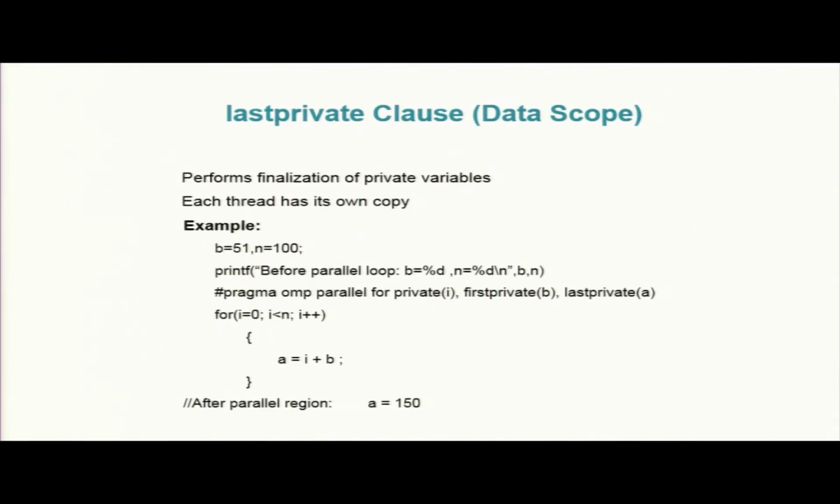Then I is private, and by default, the loop index variable is private, even if we don't specify it. So the loop index has to be private, right? Then only different threads will be able to work on different iteration values, iteration numbers, right? So it has to be private. It is by default, but we can also write it.